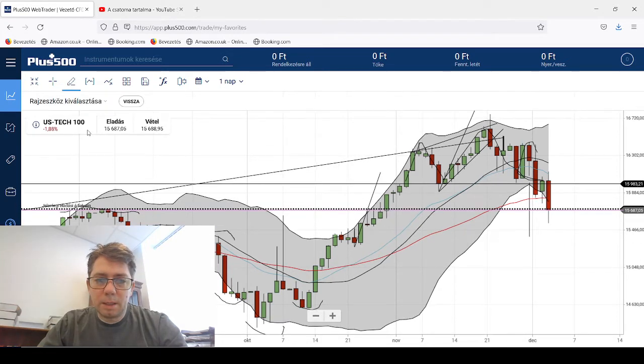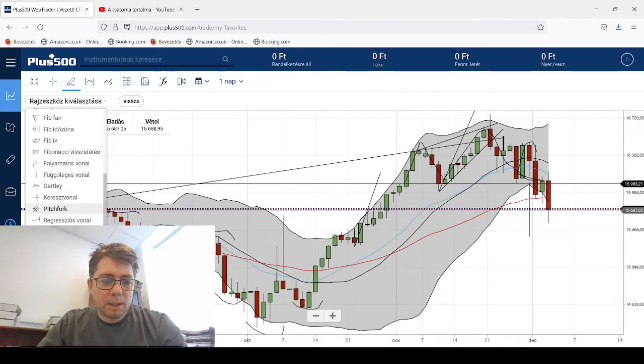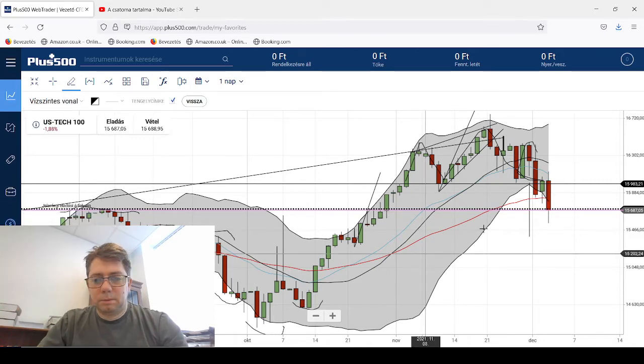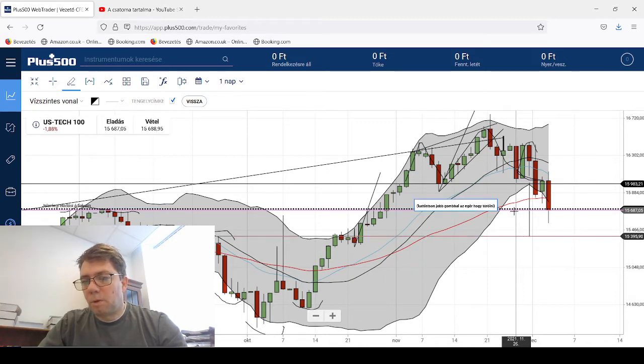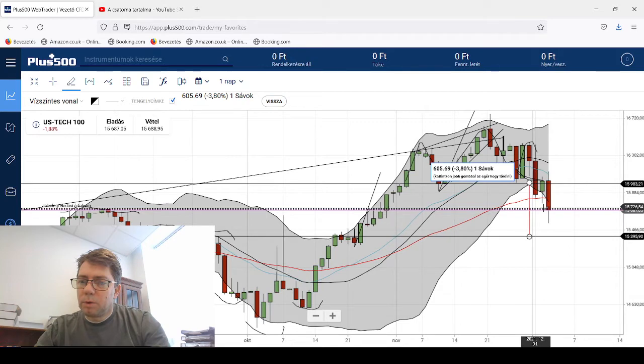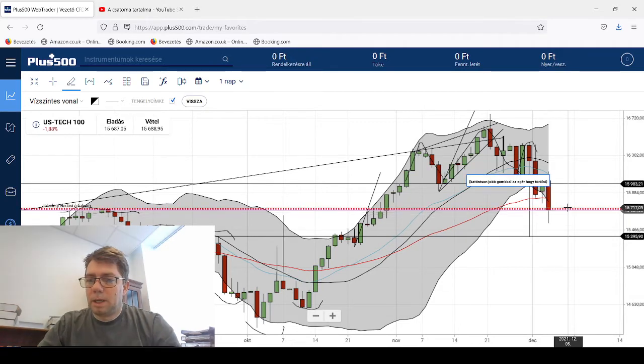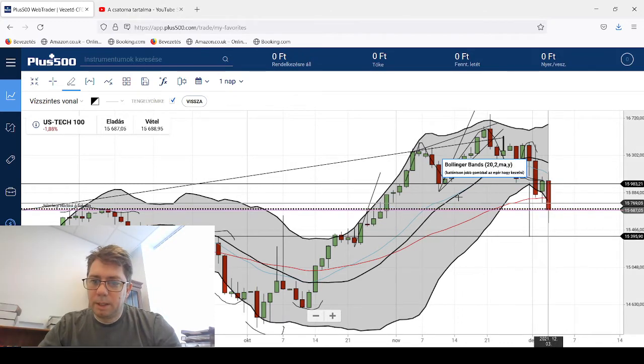In that case, the price target could be here, 15,400, and of course we need to break down below this area where we closed on Friday.